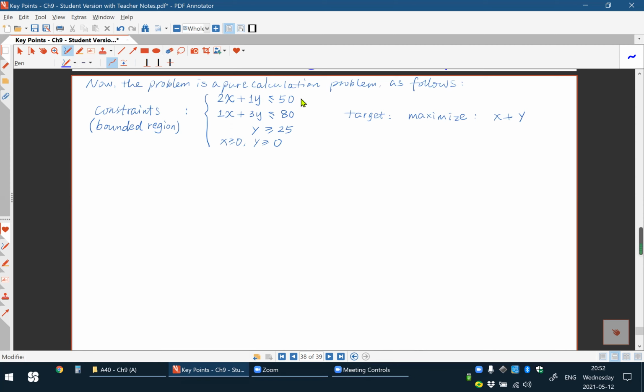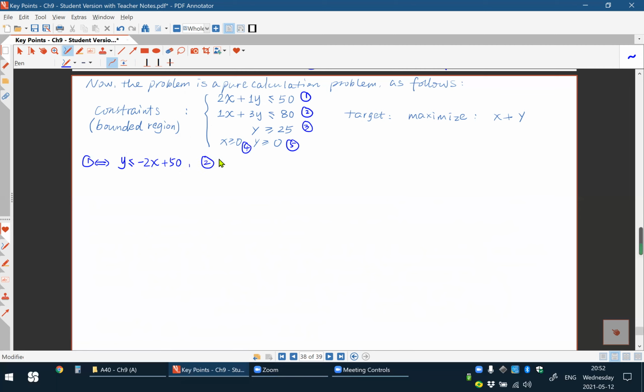Okay, so let's start from the first one. Let's label them as 1, 2, 3, 4, and 5. The first one is equivalent to, remember, it's better to convert it to slope-intercept form, right? So the first one is equivalent to y smaller than or equal to minus 2x plus 50. Okay, and we need to find this line first, right?